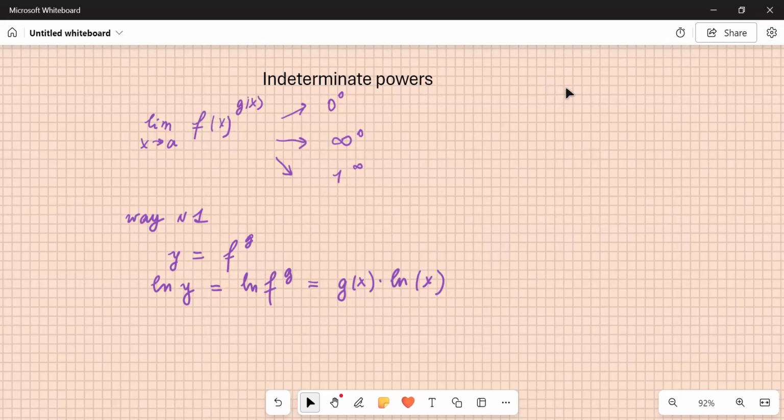Then whatever your limit is, it's actually not the limit of y, but the limit of ln of y. So to get y back, you will need to take e to the power to return back.